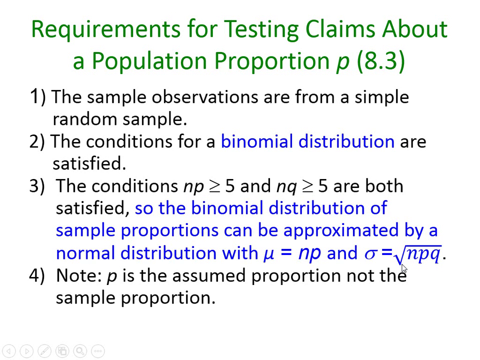If you know p was true, then from our sample, once you know what the sample size was, we would expect the mean to be the sample size times the proportion of successes.